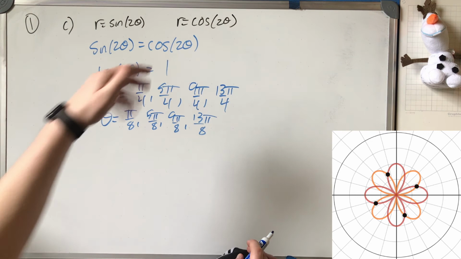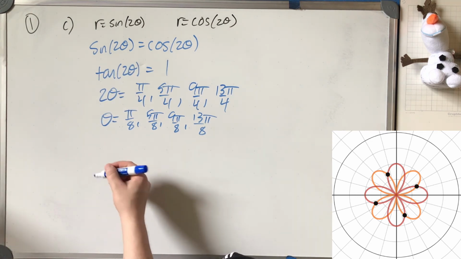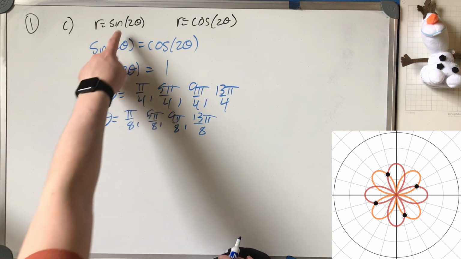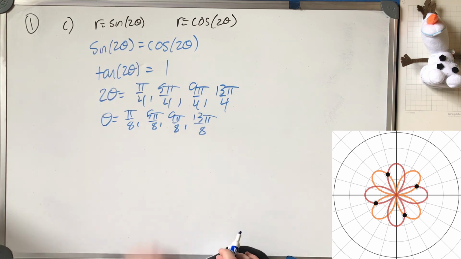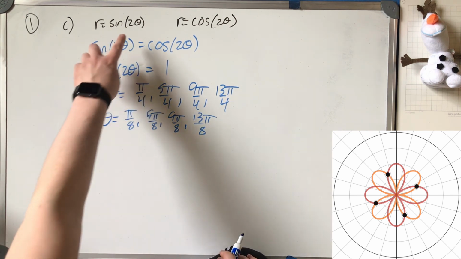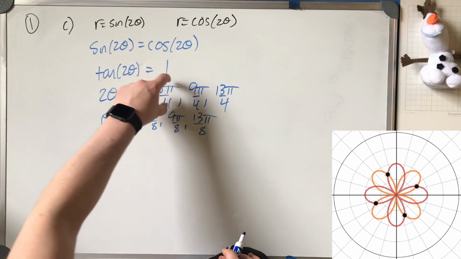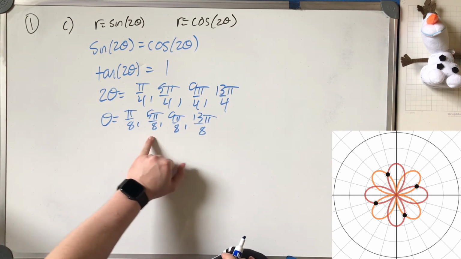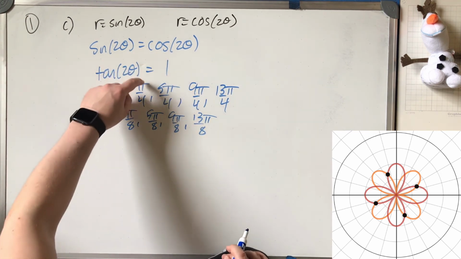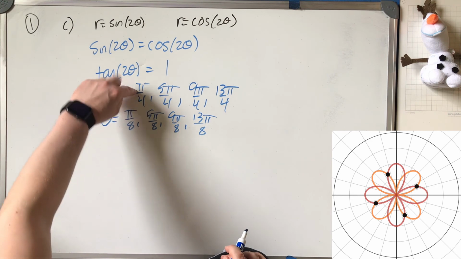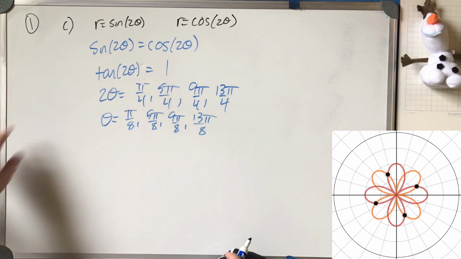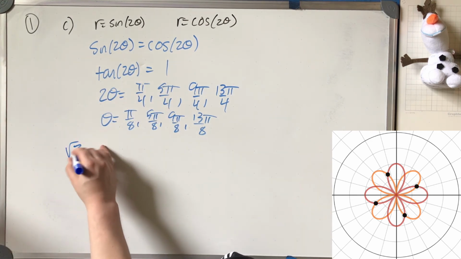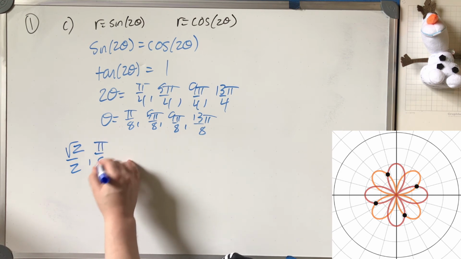Now I need to figure out what the radiuses are, and that's just super fun, but it doesn't matter which one we plug them into. I'll plug it into sine. And what's nice about this is that it's 2 theta, so I can actually just plug these angles in. I don't need to think about the fact that I'm plugging in the pi over 8s. I can just say, okay, when I'm at pi over 8, I'm really going to do sine of pi over 4, and that's square root of 2 over 2. So I'm going to have square root of 2 over 2, comma, pi over 8.